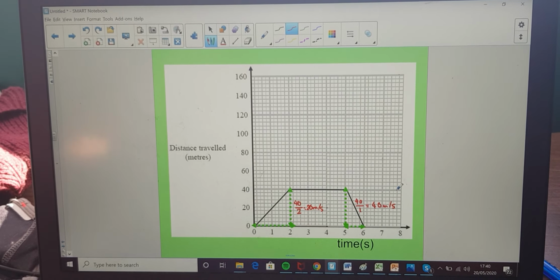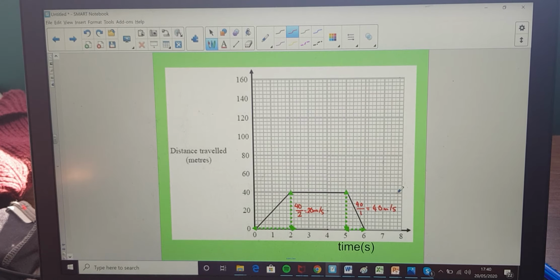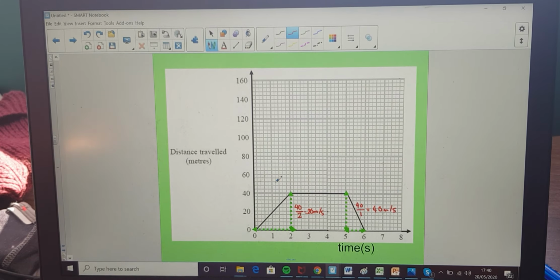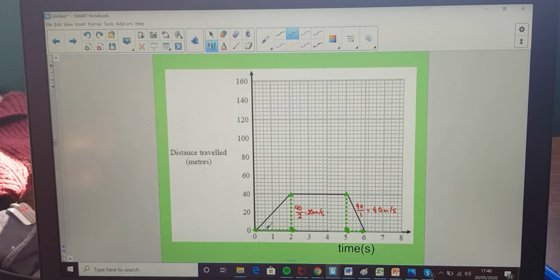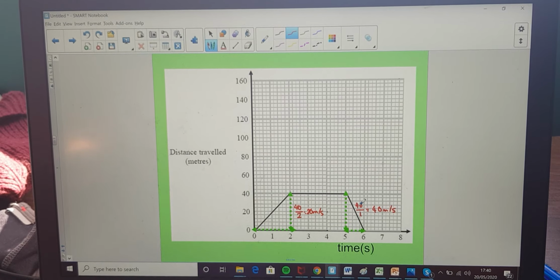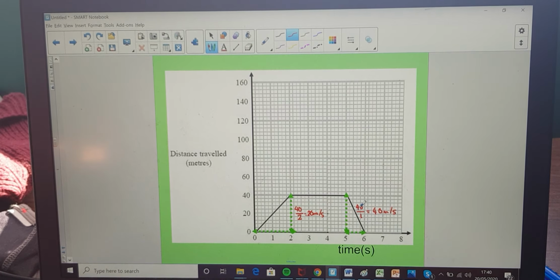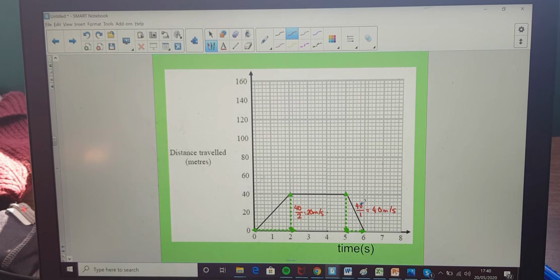Whoa, in fact, they've moved a lot more quickly. Their speed is much greater on the way home. I hope that the more observant of you will recognize that the gradient of this one is positive and the gradient of this one is negative. However, because we are dealing with speed, speed doesn't care what direction of travel you are moving in. Speed is just speed, yeah?